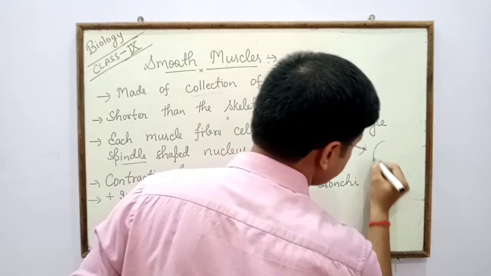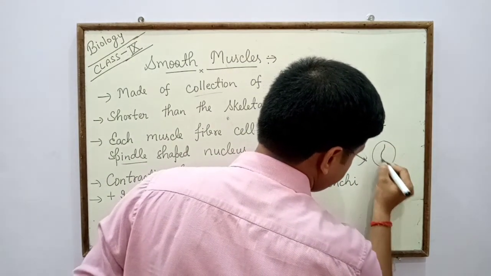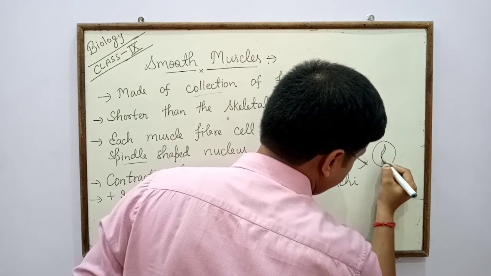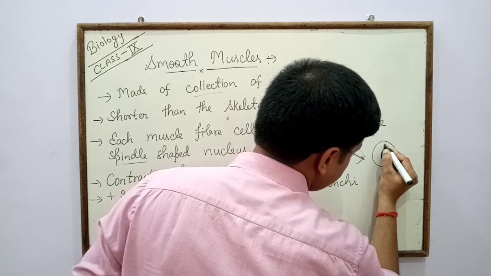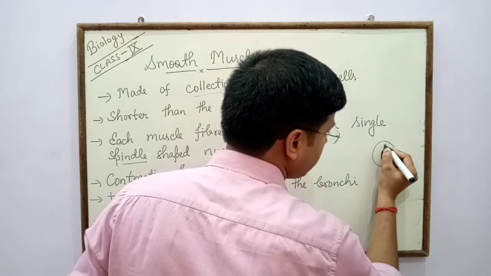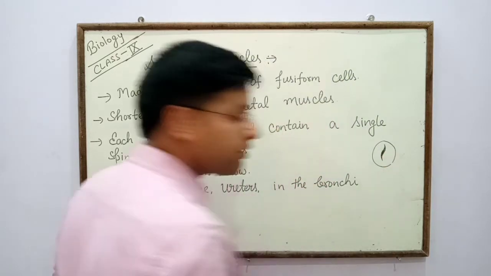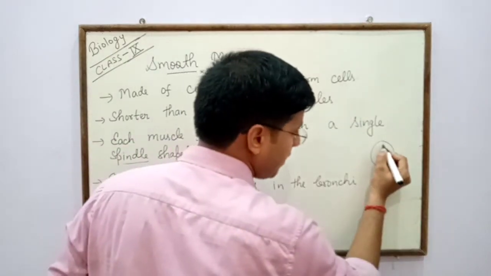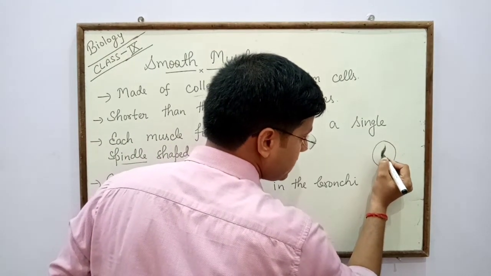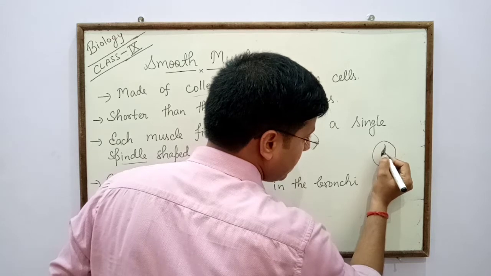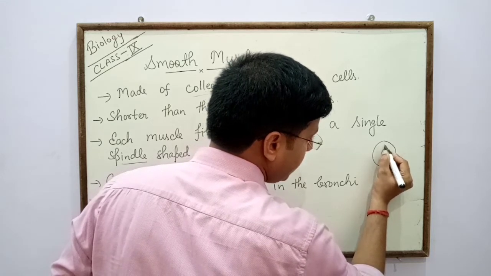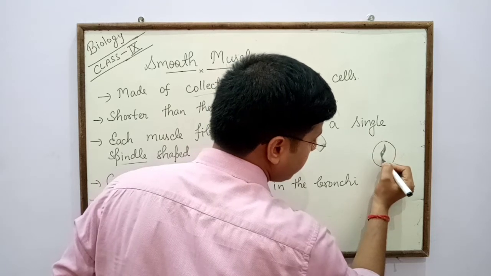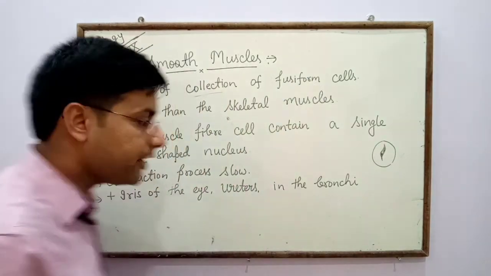Spindle shape means like this. The central part is thick and the tips are very narrow, like this. This is spindle shape, means the nucleus is in spindle shape, in the middle the portion is thick and the tips are narrow.